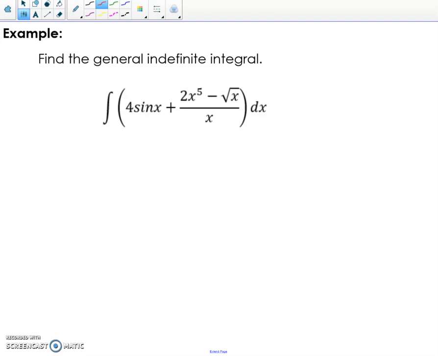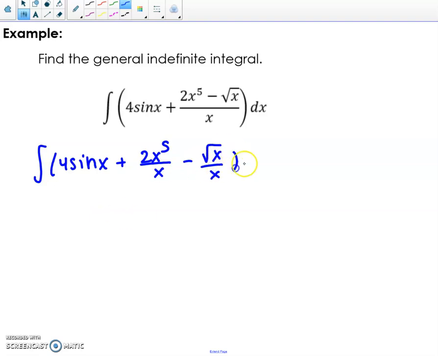So what we can do here is use our properties of integrals to kind of break this up a little bit. And we don't have to, but for this example I will. So we have the integral of 4 sine x. And then because I'm dividing both of these by x, I'm going to separate this and say that this is 2x to the 5th over x minus square root of x over x, and then dx. So I can split this up because they're both being divided by x.